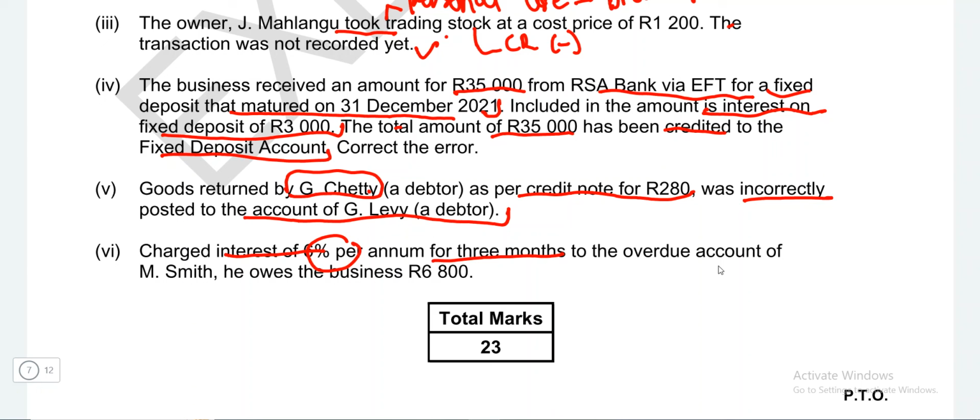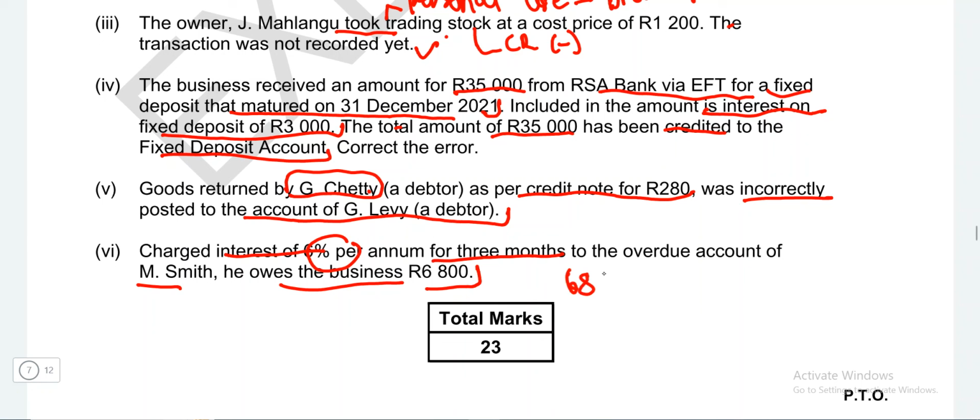So remember, they're saying that we charged interest of 6% per annum for 3 months to the overdue account of M Smith, and this person owes the business 6,800. Very important for us to show this. So we charge the interest of 6% per annum for 3 months to the overdue account of M Smith, and they're saying that he owes the business 6,800. So we need to make sure that we charge this person as they have said. So the balance is 6,800.